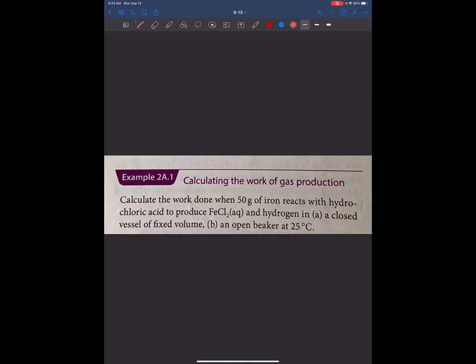We want to calculate work done over here. What is the formula for work done? Delta W is equal to minus P external dV. What can we say about the work done in the first case? Why? There is no change in volume, right? We don't have to worry about anything. The first case is awesome. 0.